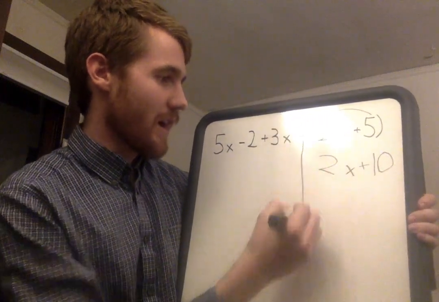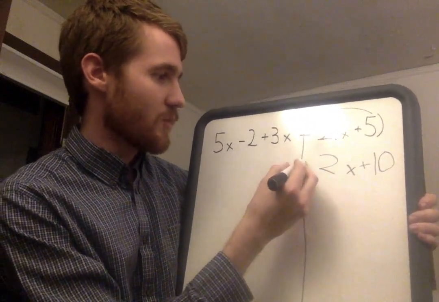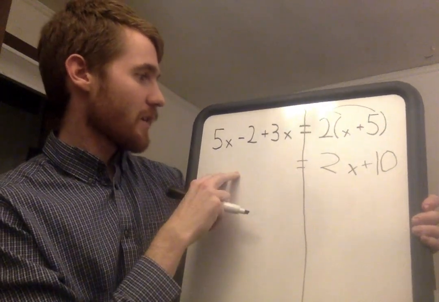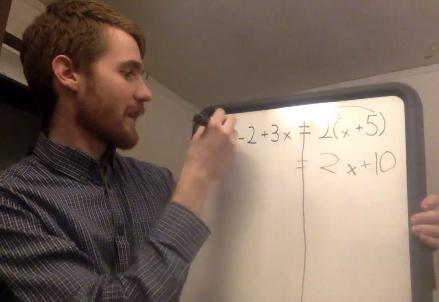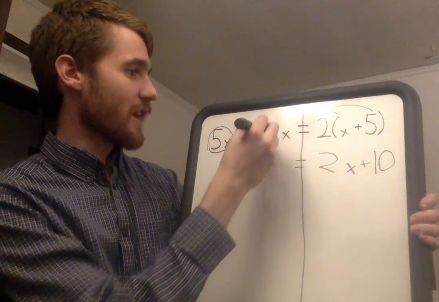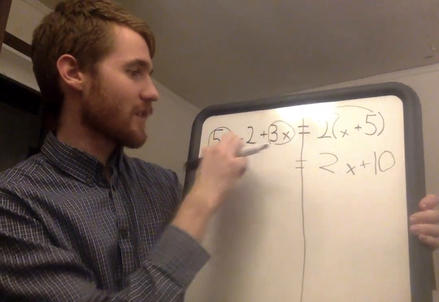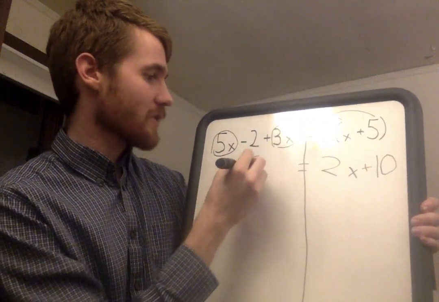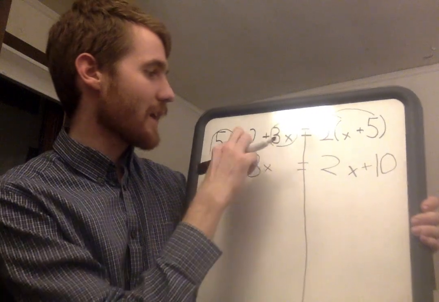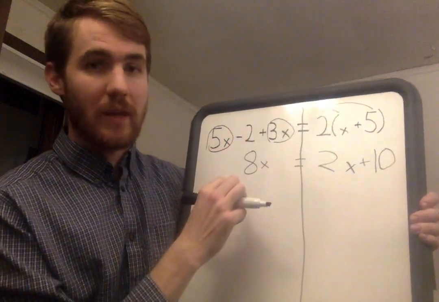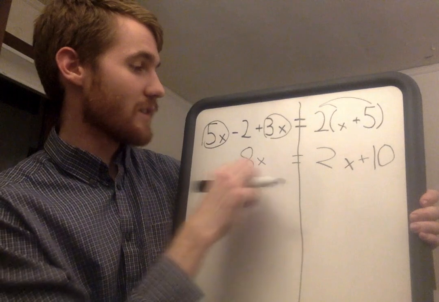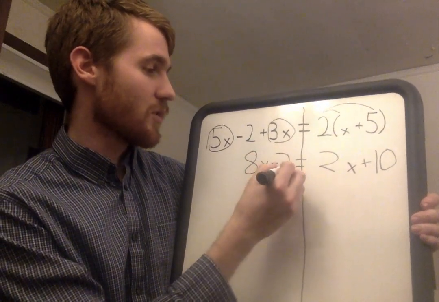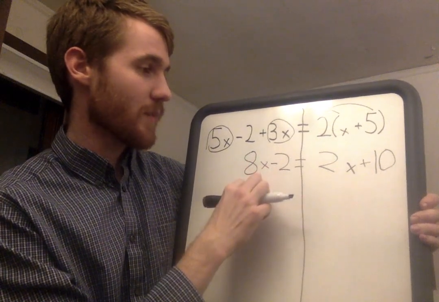I'm going to draw this line down the middle so I can keep track of what's on one side and what's on the other. On this side I actually see two things that I can combine. Remember, if terms are alike, then I can combine them. I've got the 5x and the 3x. So 5x plus 3x is 8x. I cannot combine the negative 2 because it does not have a variable with it. It doesn't have the x. So it will be 8x minus 2, since these are not like terms.